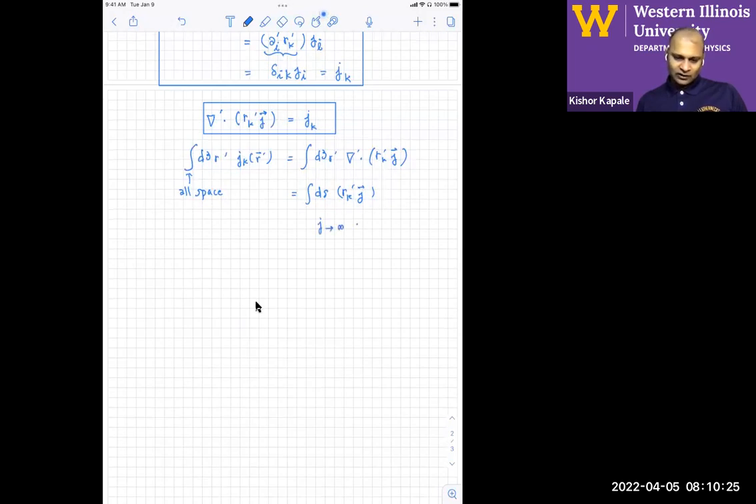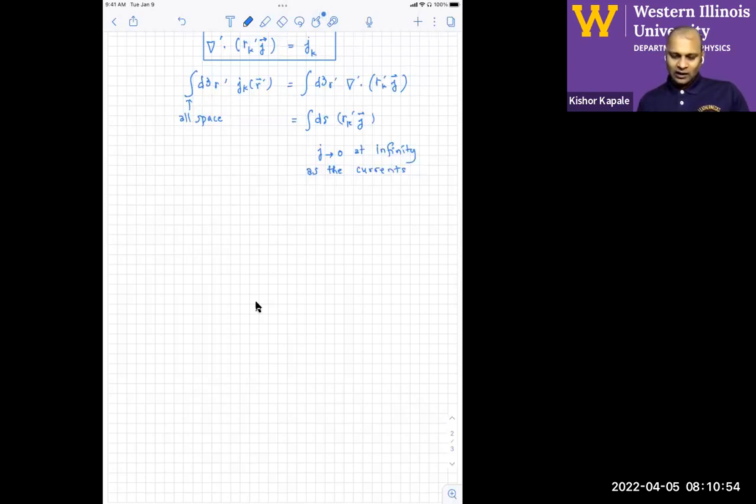And this is going to be because J goes to 0 at infinity. That's how I should be saying it. At infinity, right? Because you are including all space, and the currents are localized. Remember, we had a size constraint on the currents. All the currents were confined within a spherical volume of radius r, and so the currents are confined. Otherwise, the whole exercise of multipole expansion does not make sense, right?